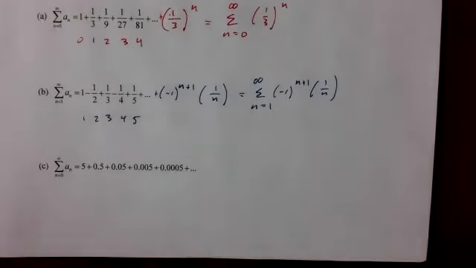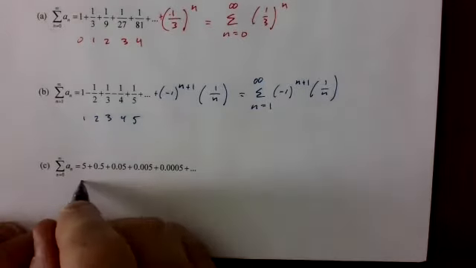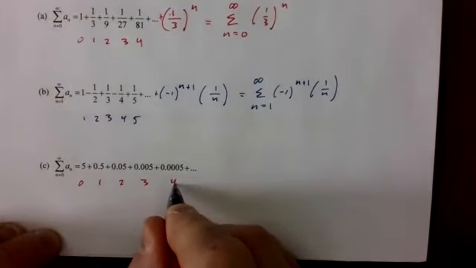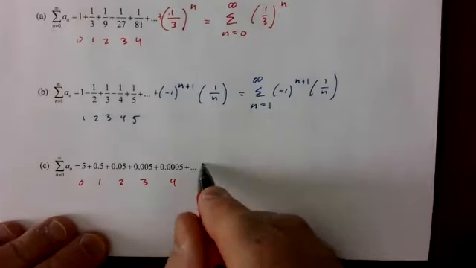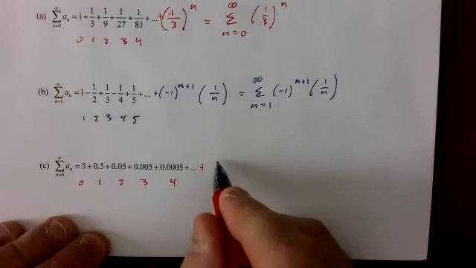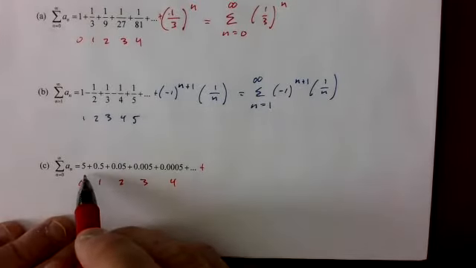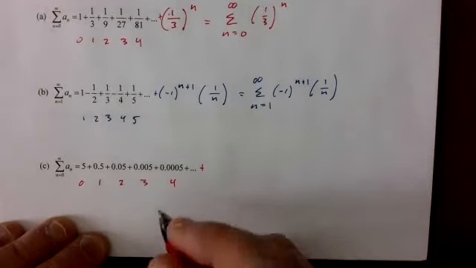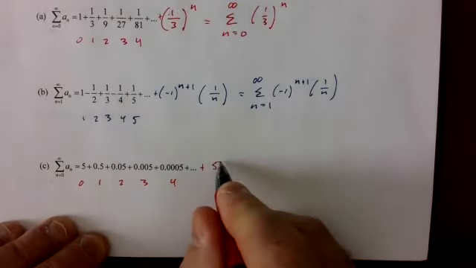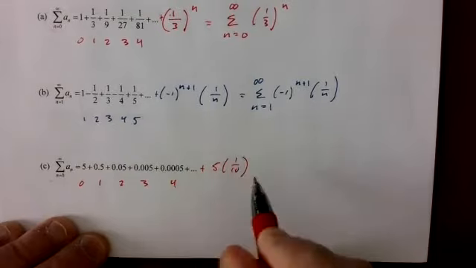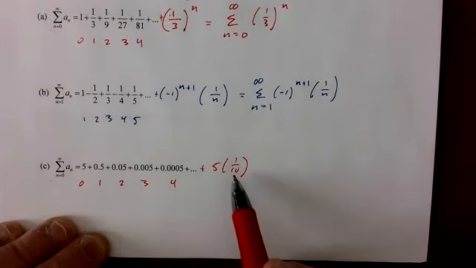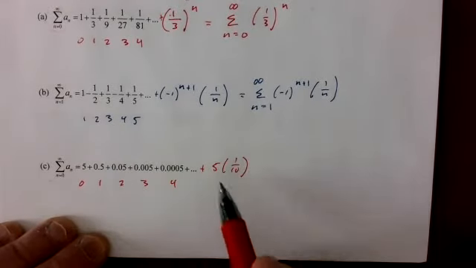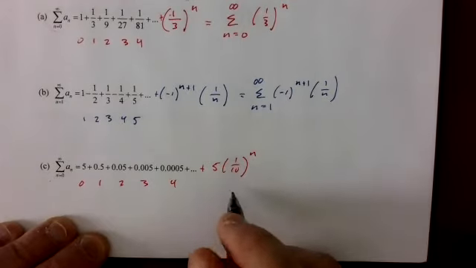So again, 0, 1, 2, 3, 4 plus, looks to me like it's 5, and then it goes down by 0.1, 1/10 really. So 5, 1/10, and 0. I go to the 0th here, that's 5. Yeah, that works. N.